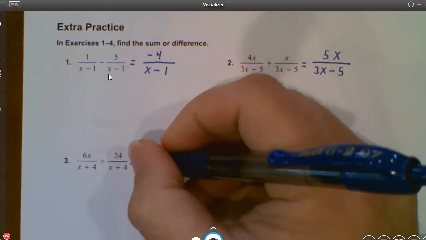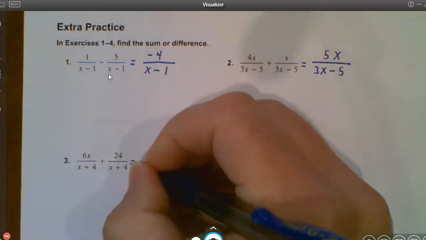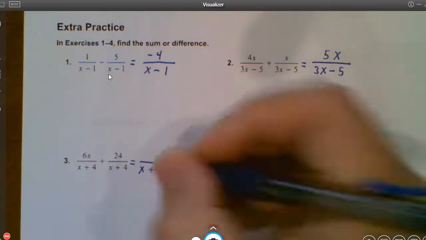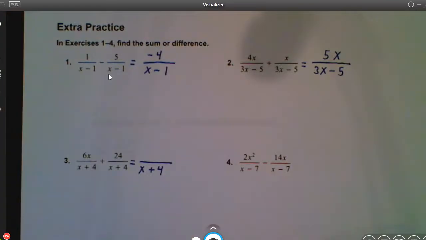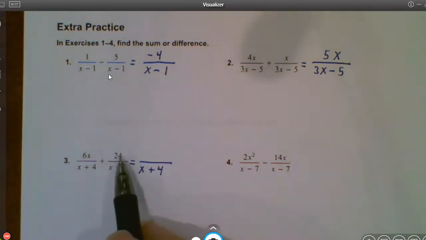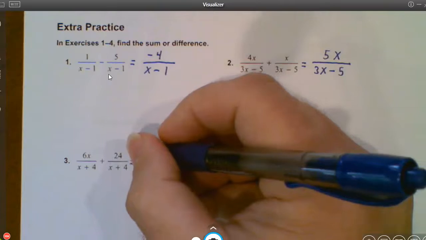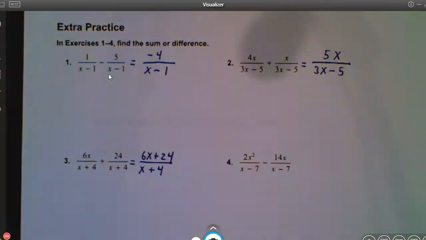Take a look at this one. Again, my denominator is not going to change. It's going to still be x plus 4. When I combine what's on top, 6x plus 24, this one has an x and this one doesn't, so you cannot combine those together. I have to keep them as simply 6x plus 24 and write it this way.